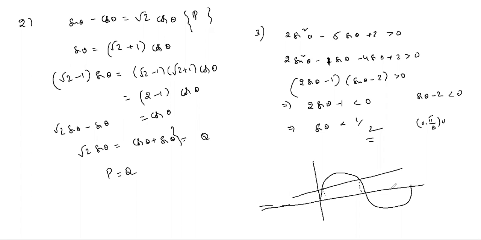So what is the answer? This is 0. Where do you get 1 by 2? At pi by 6, and this is 5 pi by 6 up to 2 pi. So below 1 by 2, where do we get it? The first one, 0 to pi by 6. Next, 5 pi by 6 up to 2 pi, which is below 1 by 2. So up to 2 pi you will get the range. So this is the answer.